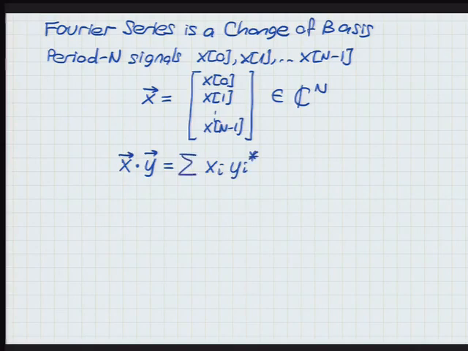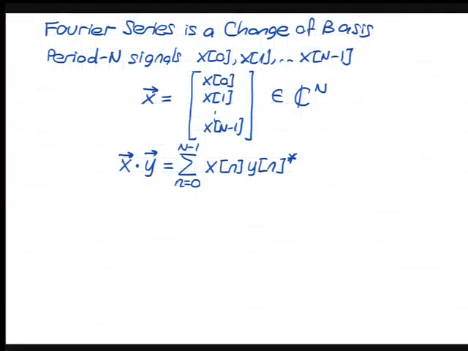But here, the entries of our vector are actually values of a signal, so I'm not going to write x sub i for the ith entry. The first entry is x of 0, so I'm going to put x of n instead. Our indices are not i, they are n. Okay, so x of n, y of n, star, and we go from 0 to n minus 1. All right? Any objections to this definition of the inner product? In the complex space, that's how we define an inner product.